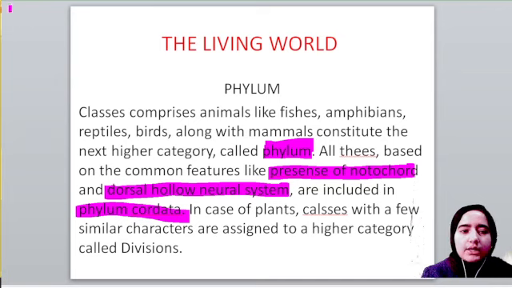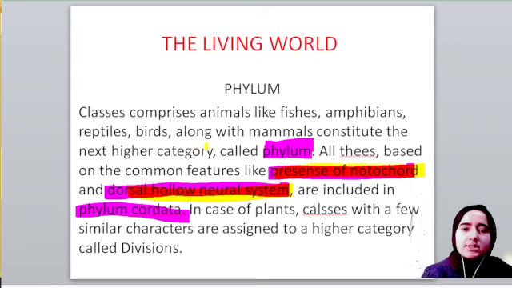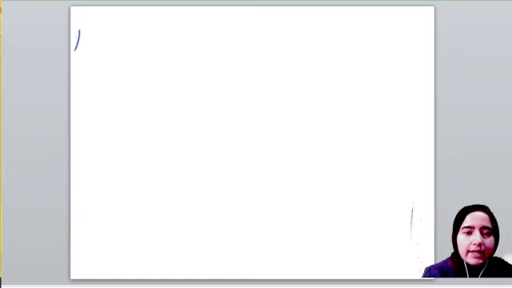Please don't get confused here. You might wonder what notochord is, what hollow neural system is, but we are going to deal with it in our upcoming chapters, so no need to worry about this. But please remember what genus is, what species is, what class is, what order is, what phylum is, okay. Once you remember that, this chapter is done, okay.